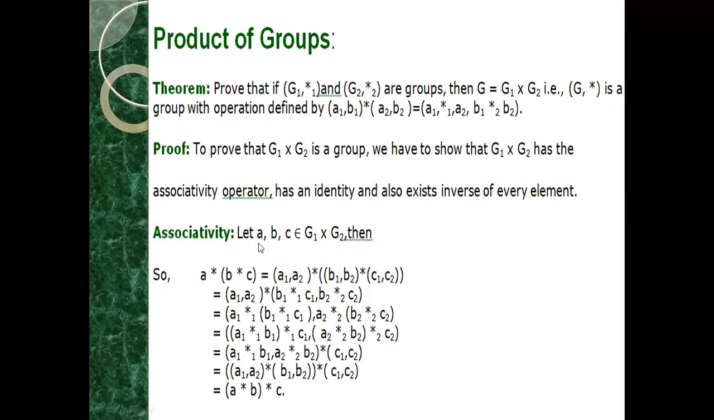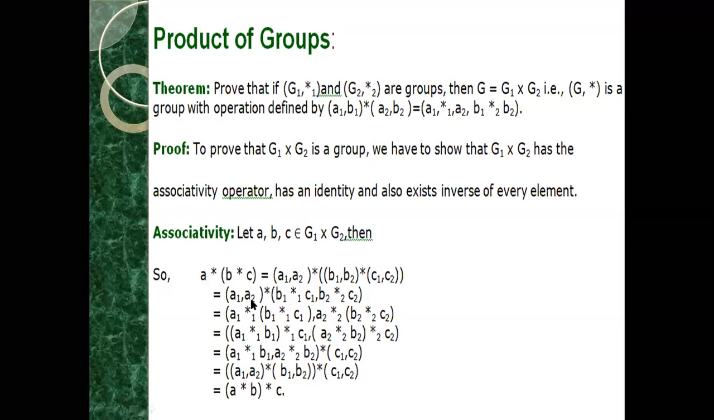Then what is the LHS of associativity? A star B star C. So here A means (A1, A2). The element of G1 cross G2 has its first element in G1 and its second element in G2, so ordered pairs. So A star B star C means (A1, A2) star (B1, B2) star (C1, C2). So the product of these two ordered pairs is defined like this, and we write the product of these two ordered pairs.